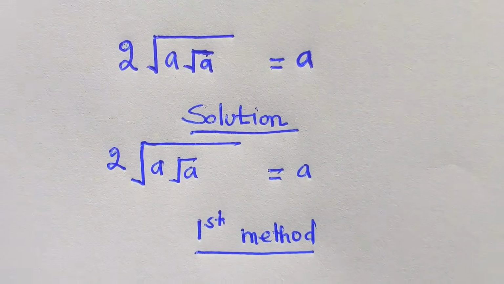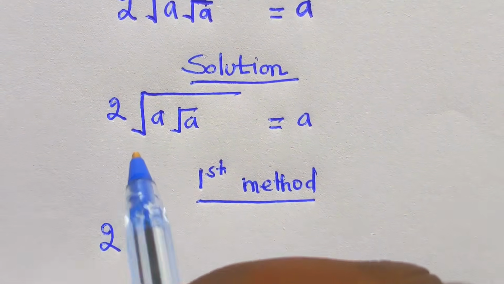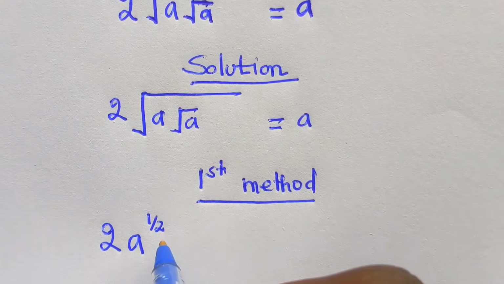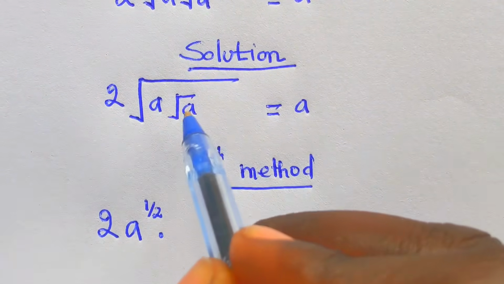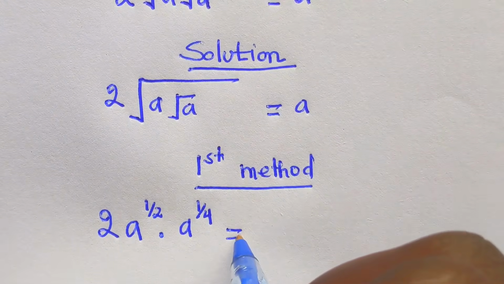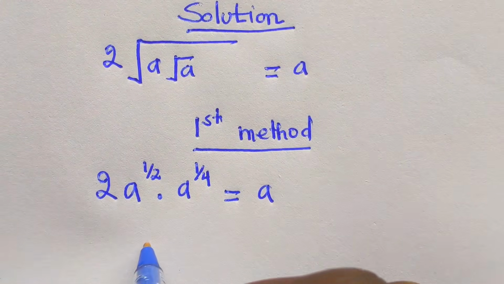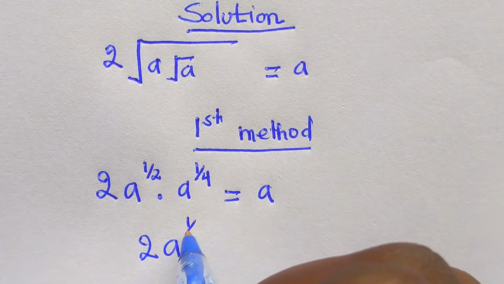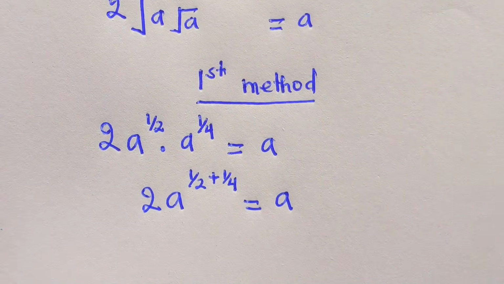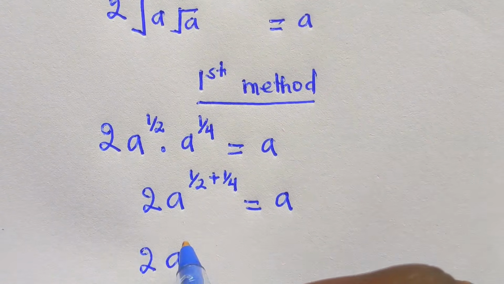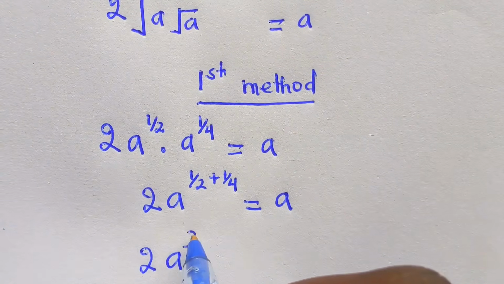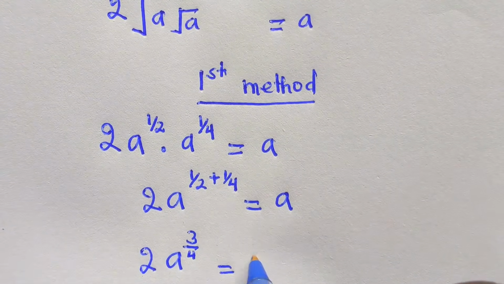We know that here we have 2, and this square root can be written as a power 1 over 2, and the square root of a inside can be written as a power 1 over 4, which equals a. So we can write 2 times a power of 1 over 2 plus 1 over 4 equals a. That gives 2 times a power of 2 plus 1 over 4, which is 3 over 4, equals a.